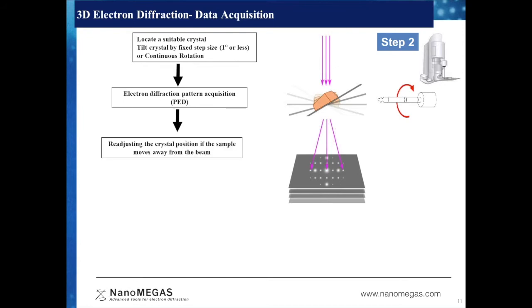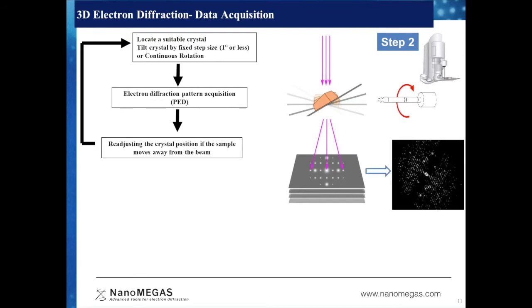During the tilting process, usually the sample moves away from the beam, then we readjust the sample manually, and once this data acquisition process is finished, we obtain three-dimensional electron diffraction data. The data acquisition process is usually highly reproducible and robust, and sometimes the acquisition time is very short, close to minutes, but sometimes it takes hours depending upon how challenging the sample is.